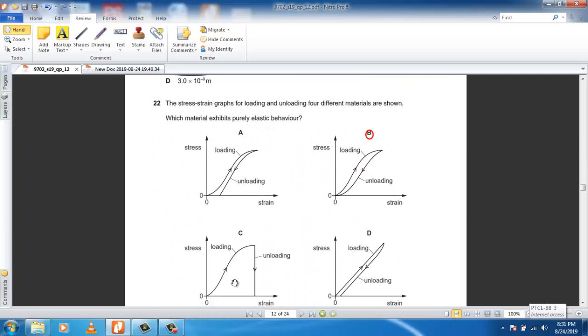Question number 22 says the stress-strain graphs for loading and unloading for 4 different materials are shown. Which graph exhibits purely elastic behavior? For elastic behavior, the material should come back to its original position, which is only B. D, C and A are not. That's all, an easy question. 22, B.